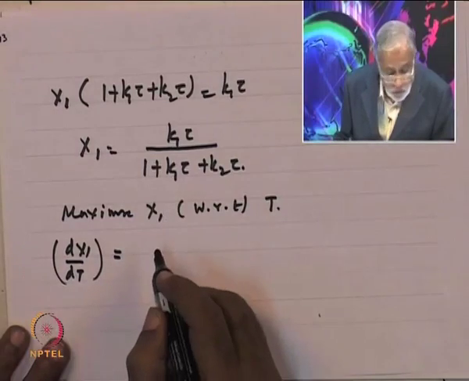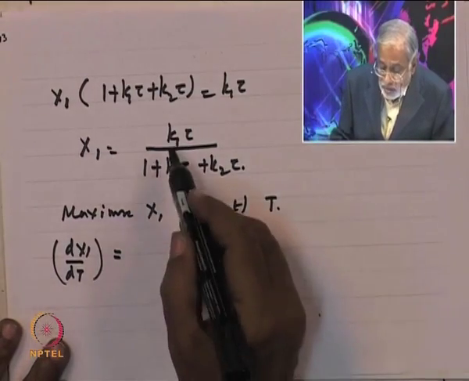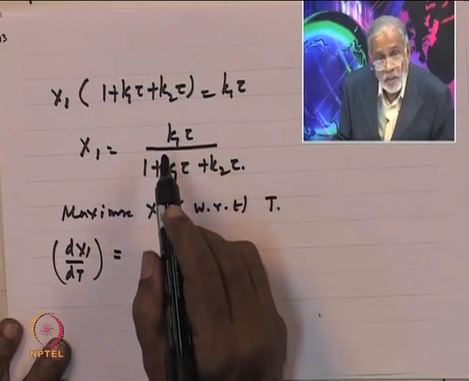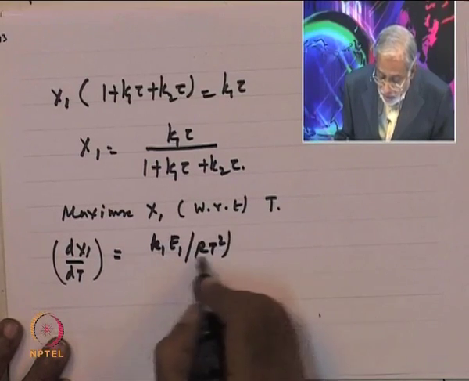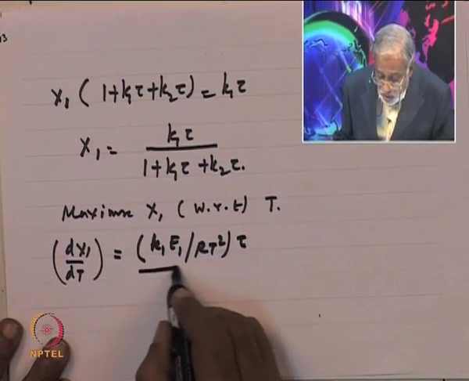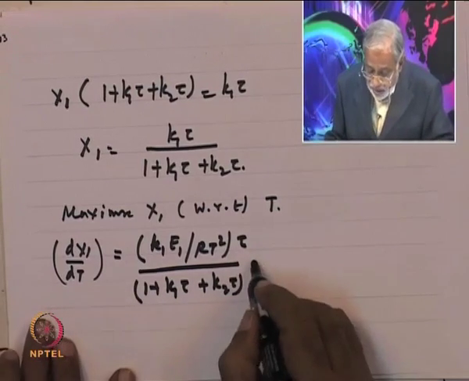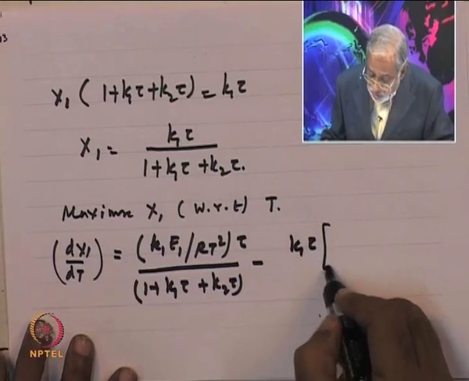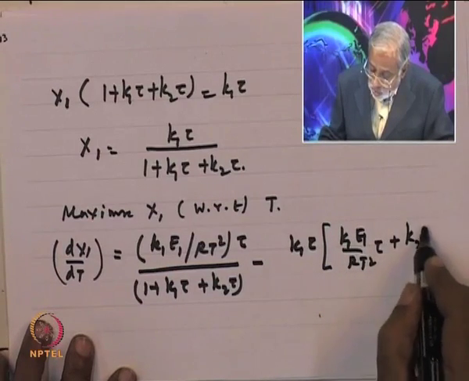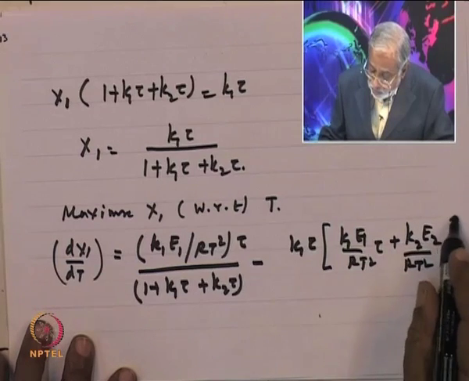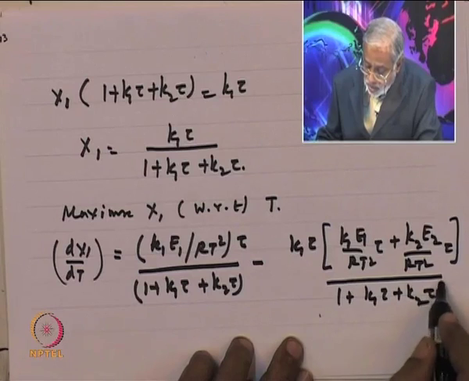We can differentiate this. I am just writing down the differentiation. See, we know this, this is not new to you. The derivative d by dT of k1 is k1 E1 by RT squared. So, I will write here k1 E1 by RT squared times tau divided by (1 plus k1 tau plus k2 tau). The second term is k1 tau, and then we have to differentiate the denominator. So, k1 E1 by RT squared tau, and then k2 E2 by RT squared tau, divided by (1 plus k1 tau plus k2 tau) whole squared.